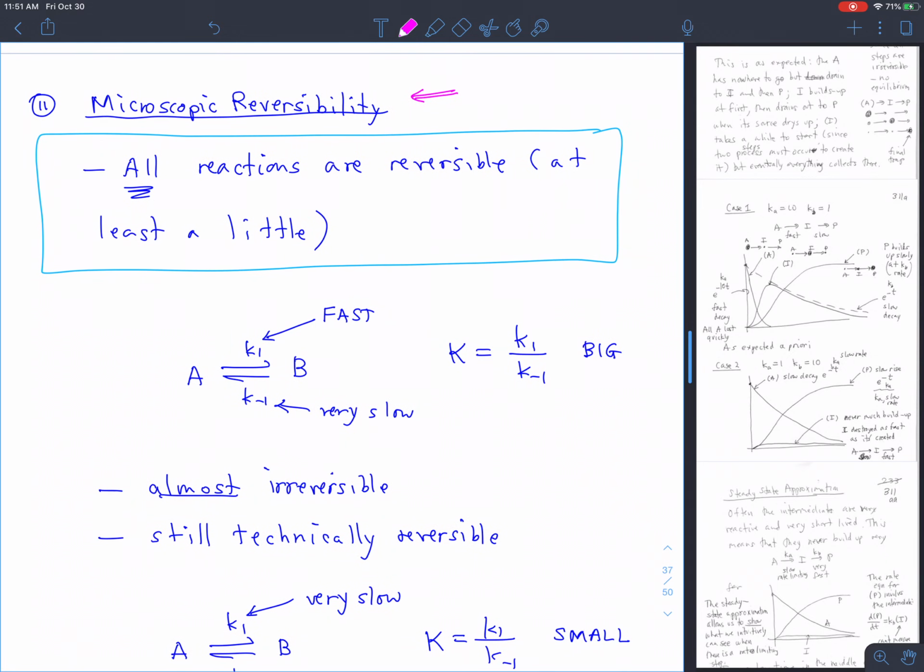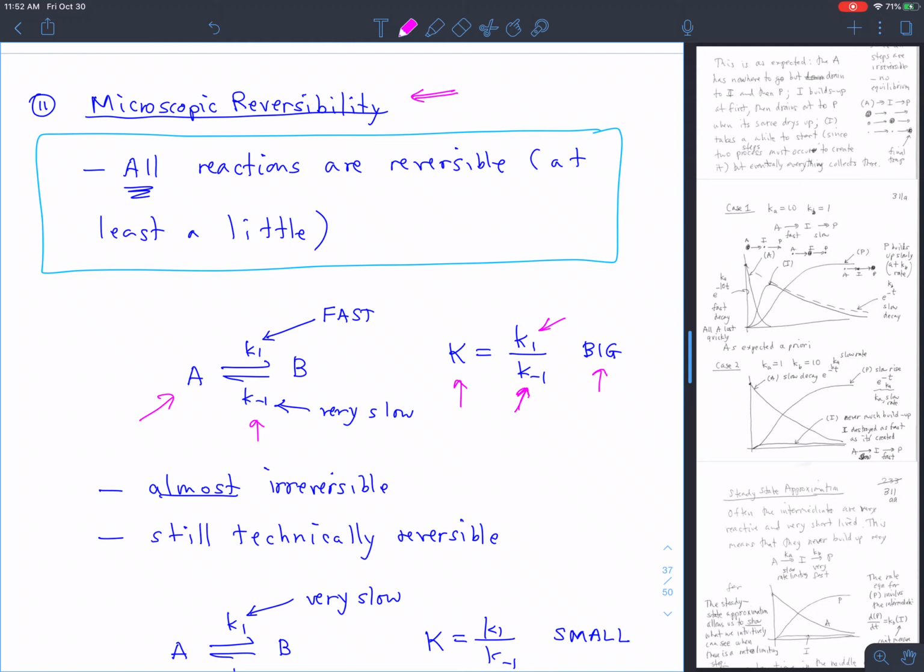that all real reactions have a forward step and a backward step. There are none that don't also have the backward step. The backward step is, as always, a separate elementary reaction, but it isn't missing altogether. It does exist. And so if you have, for example, a case like this, where the forward reaction is very fast and the backward reaction is very slow, that means the equilibrium constant for the reaction will be big, right? Because K1 is big, K minus 1 is small.